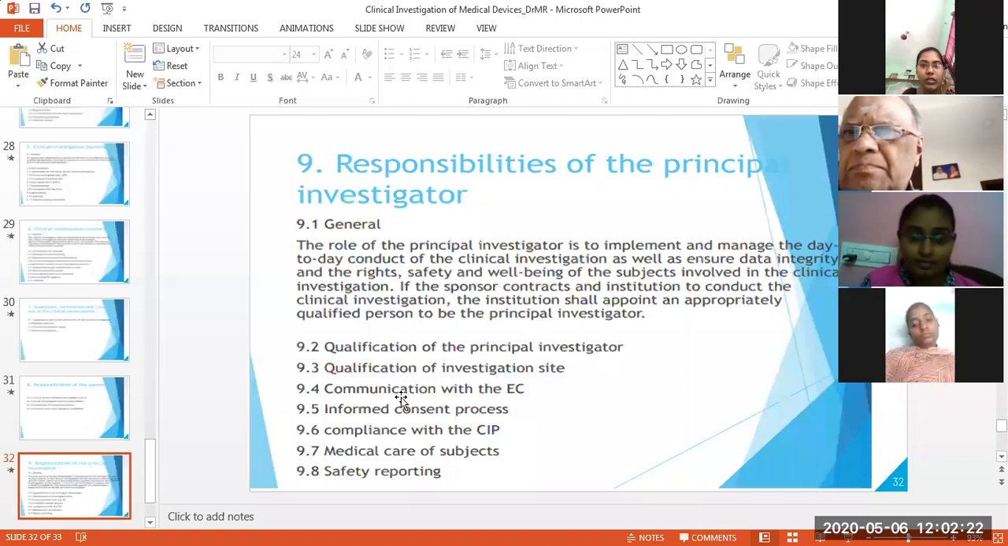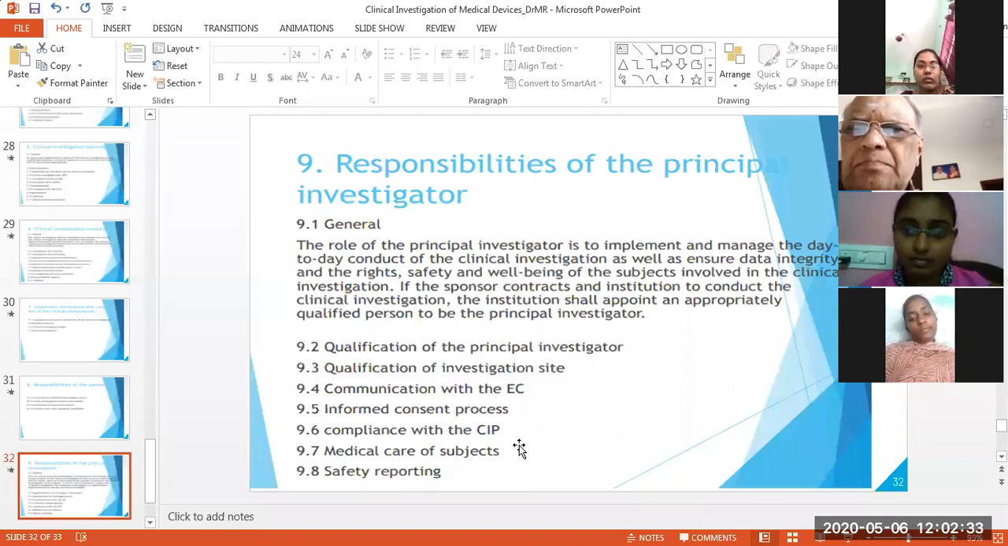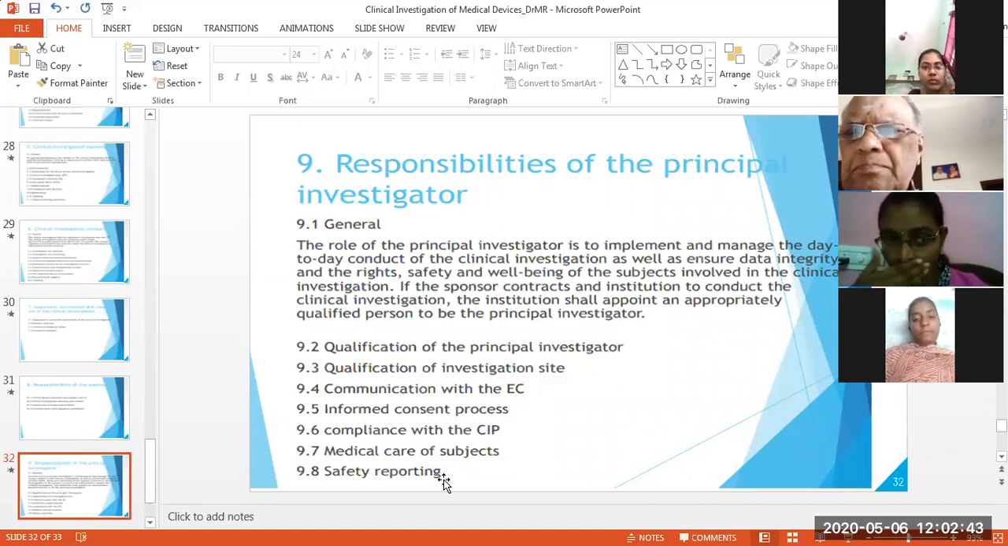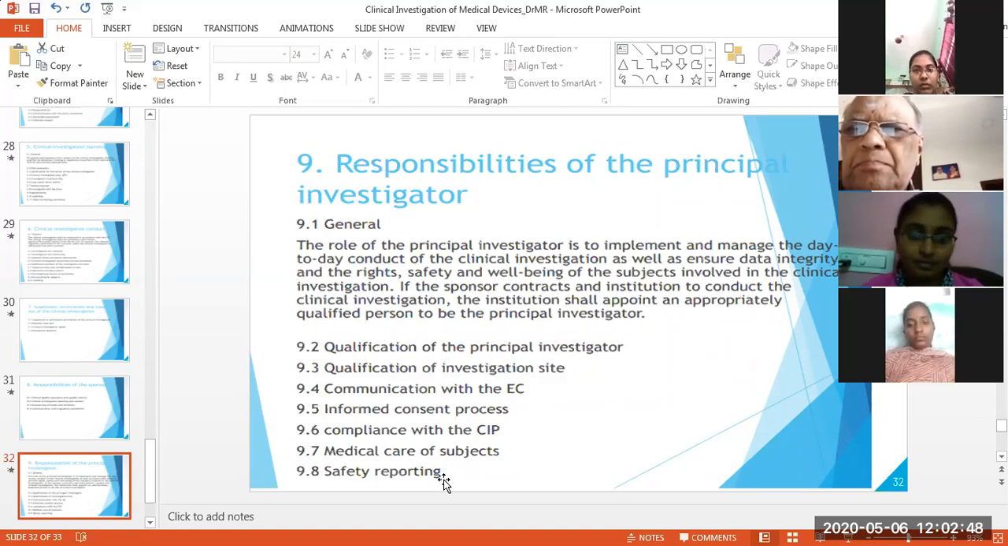Like qualification of the principal investigator, qualification of the investigation site, communication with the EC, informed consent process, compliance with the CIP. Compliance with the CIP means the clinical investigation plan we have already prepared, and the procedure also must comply. And 9.7 medical care of subjects, safety reporting. All these are the different responsibilities an investigator must follow while conducting a clinical investigation of any medical device.